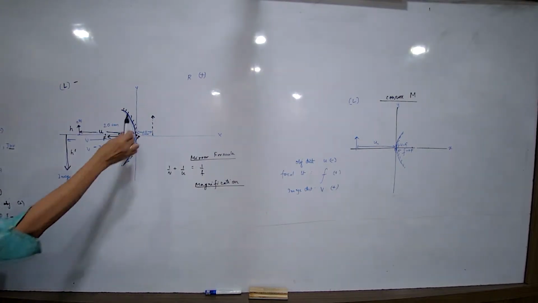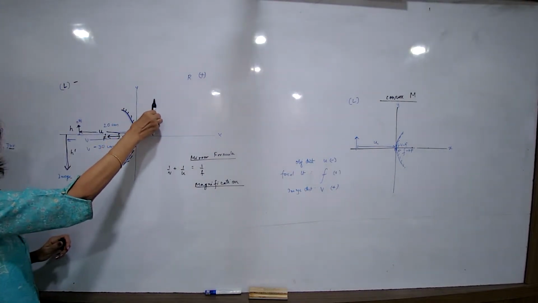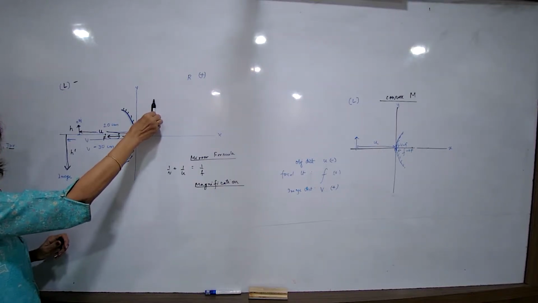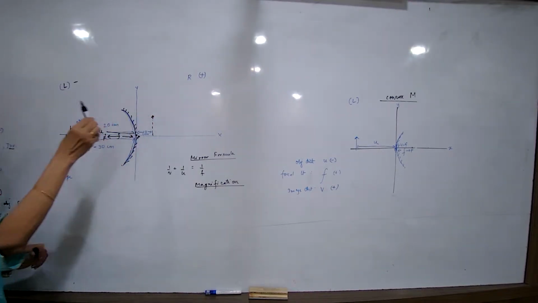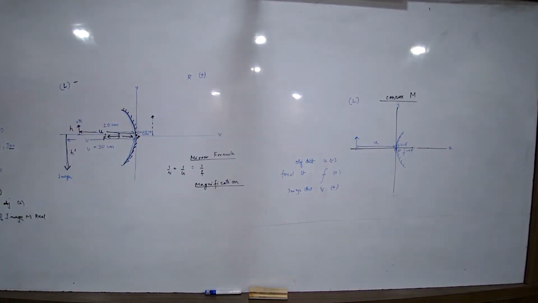But in this case, what is happening? What type of image is this? It's a virtual one. Is it above or below? Above. Then, once again, it's going to be taken as positive. So h dash will become negative for a real image, but it will become positive if it is a virtual image.